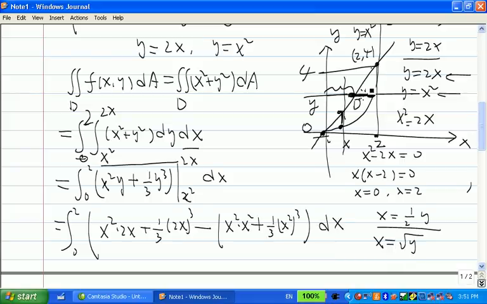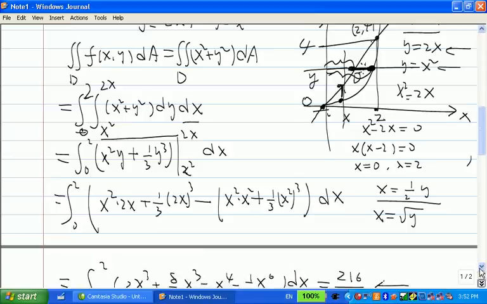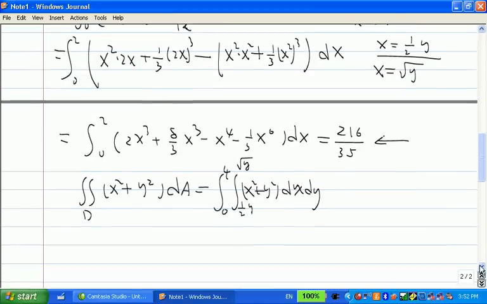We take the positive one because this x is positive. See, this length is square root of y. Okay, this is x. So here your x is bigger than 1/2 y and less than square root of y. Okay, now let's integrate that, 0 to 4. I can go ahead directly to do that because this integral is easy to integrate.